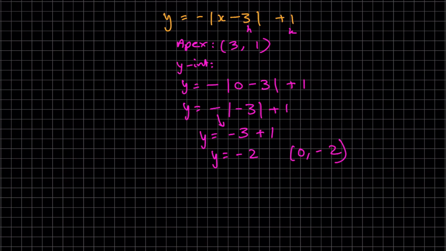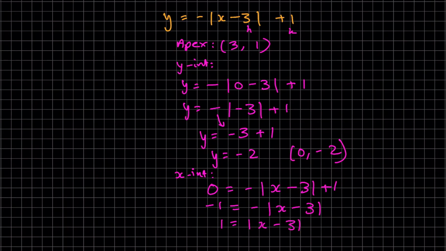Now, let's try and solve for our x-intercepts. So your x-intercept, to find it, we usually make our y equals 0. So let's go ahead and do that. So we get 0 equals negative modulus of x minus 3 plus 1. Rearranging this, I will minus 1 from both sides, obtaining negative 1 equals negative modulus of x minus 3. I will divide both sides by negative 1 to get rid of this negative here, and that would give us 1 equals the modulus of x minus 3.